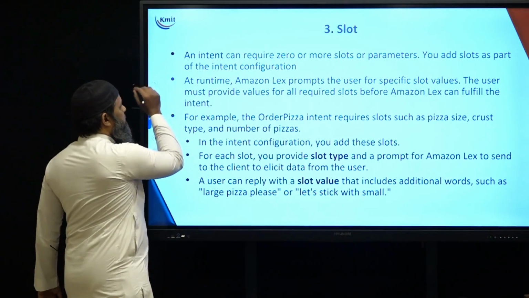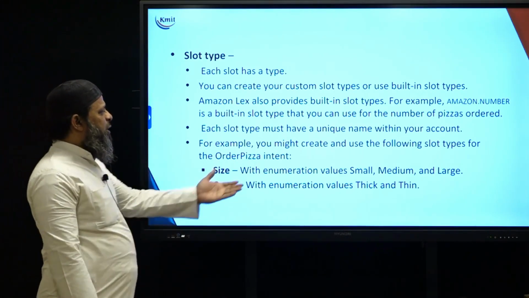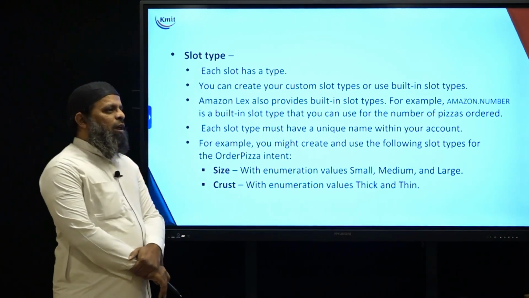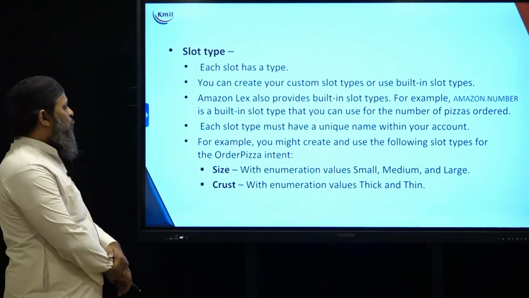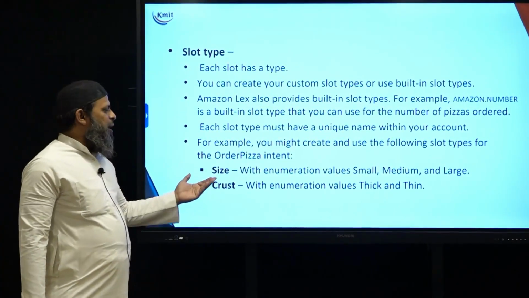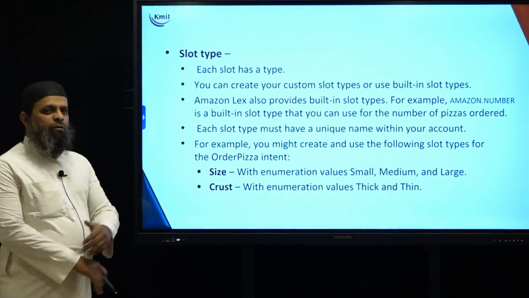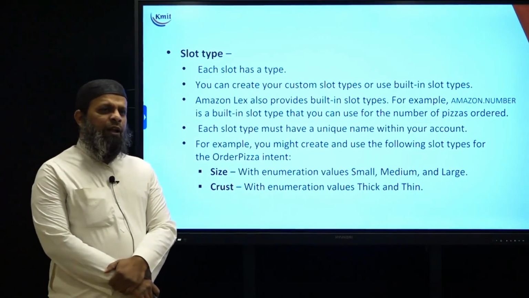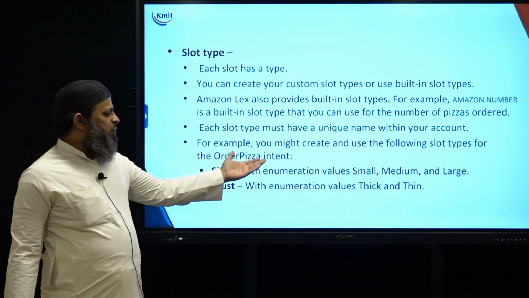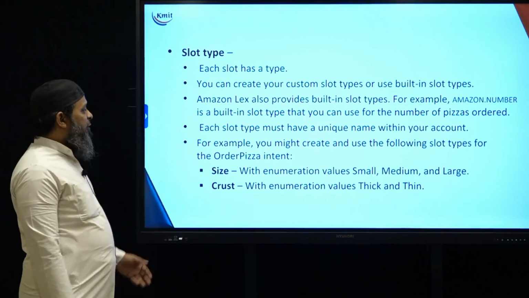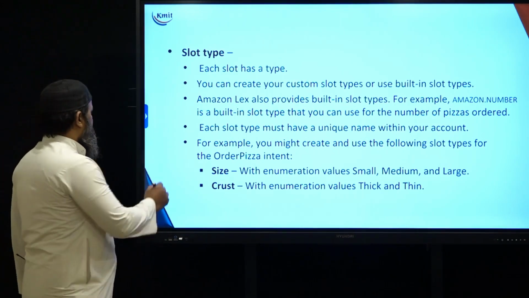So each slot has a type. There are built-in types, like AMAZON.NUMBER. When we order the number of pizzas, it is an integer, so the type will be AMAZON.NUMBER. Or you can create your own type, like size and crust, where we give the values small, medium and large for size, and thick and thin for crust. When the bot asks the size, the user has to provide these values only, then only it will work. Every intent will also have a unique name. So this is what a slot type is.